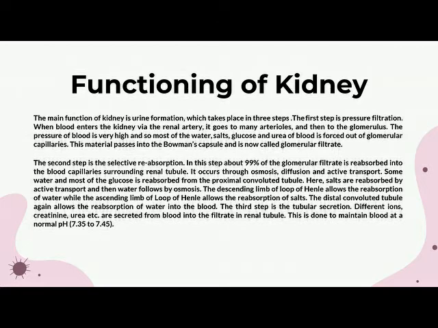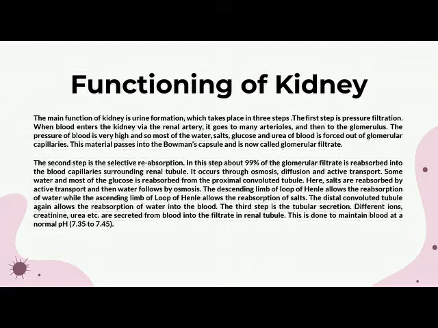The pressure of blood is very high and so most of the water, salt, glucose and urea of blood is forced out of glomerulus capillaries. This material passes into the Bowman's capsule and is now called glomerulus filtrate. So pressure filtration occurs due to high blood pressure in kidney. The second step is selective reabsorption.